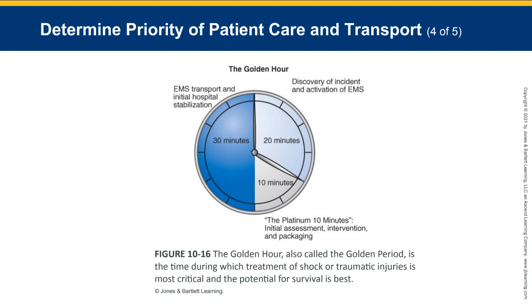Now, within the golden period, there is the platinum 10 minutes. And this is the phase of initial assessment, intervention, and packaging for the EMTs. And if it's a trauma patient, you actually want to complete the primary assessment within 6 minutes for a trauma patient. That should be a goal. And when you're being tested, if you cannot complete a primary assessment within 6 minutes, you will not be allowed to pass your practical. So that is important to keep in mind.